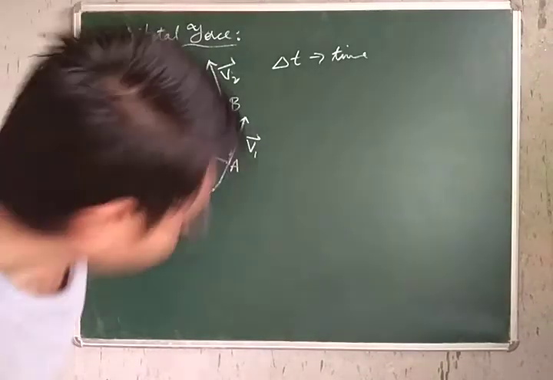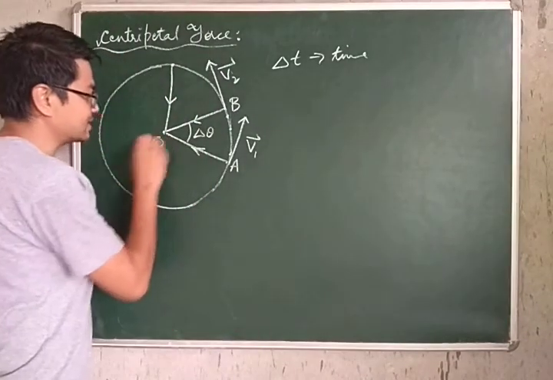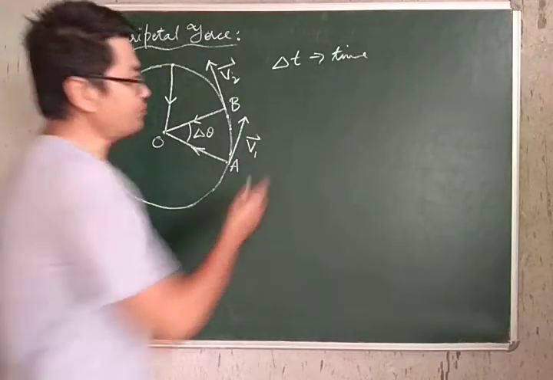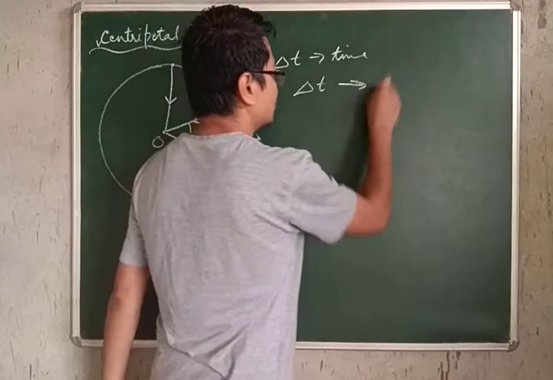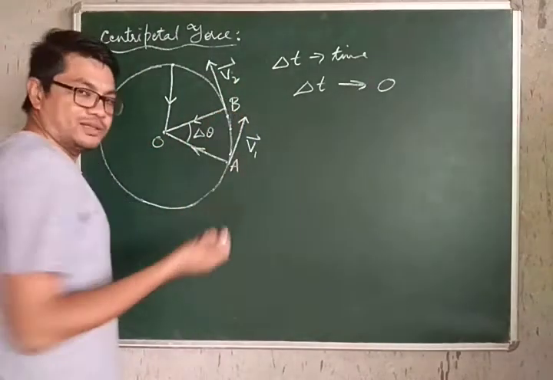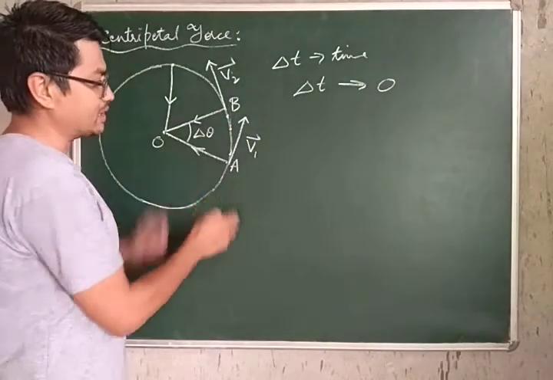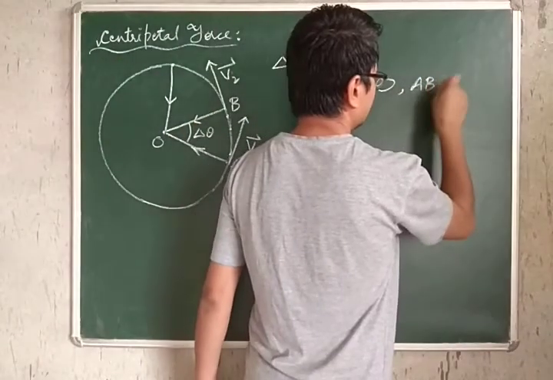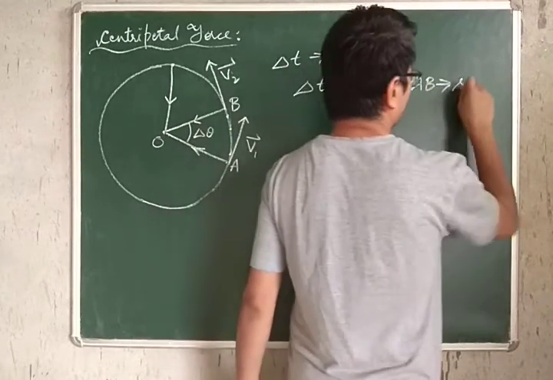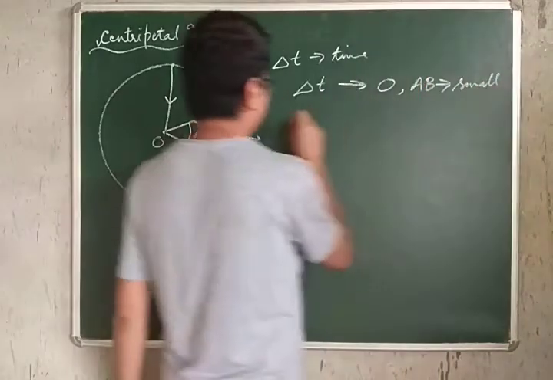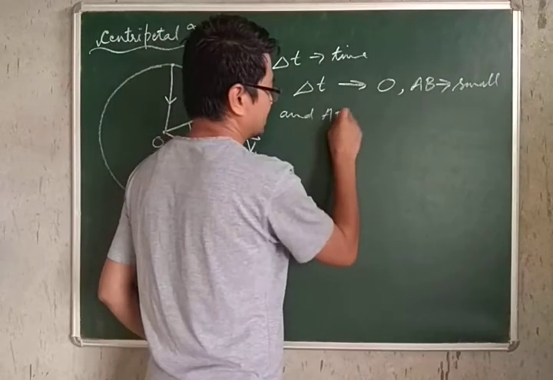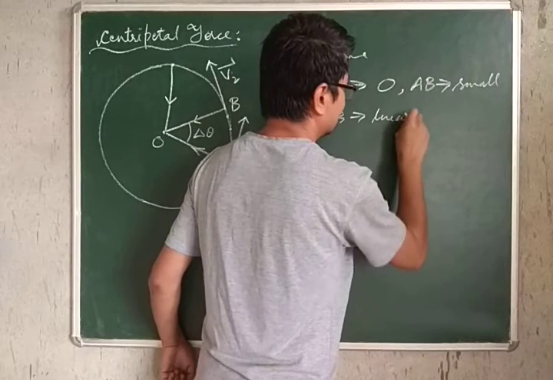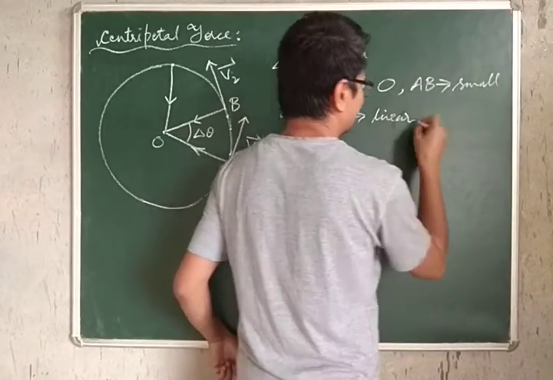Okay, so let us name these points, the central point also. O is the central point, so A, O, B. Now, if delta t tends towards 0, then AB is a straight line. We can consider AB to be a straight line if delta t is very, very small. So, AB is small, of course. And AB, so to say, is the linear displacement.